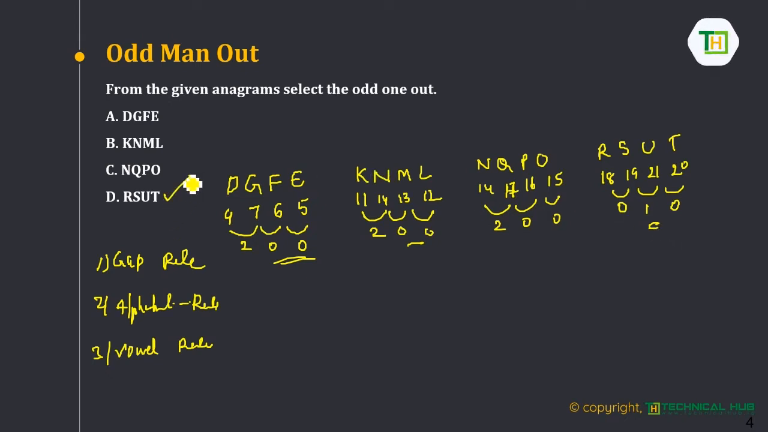R, S, U, T. Once the gap rule fails, go for the alphabetical order rule, not directly to the vowel rule. If the alphabetical order rule fails, go for the vowel rule. So if all three rules fail, observe the given problem and find the logic. Move on to the next one.